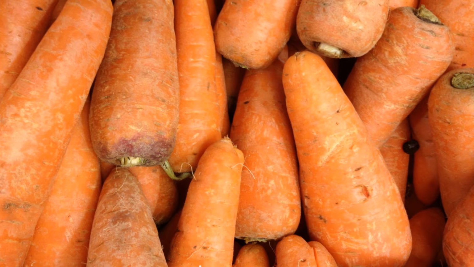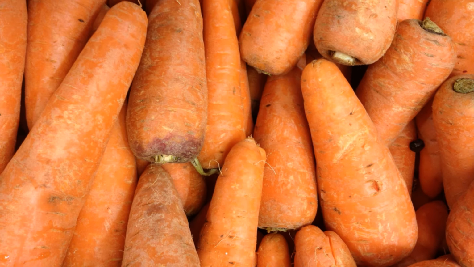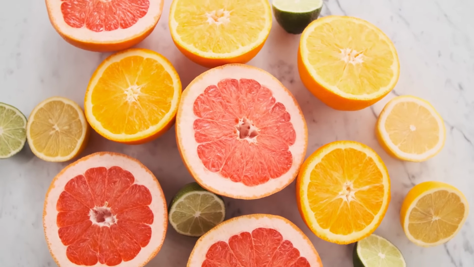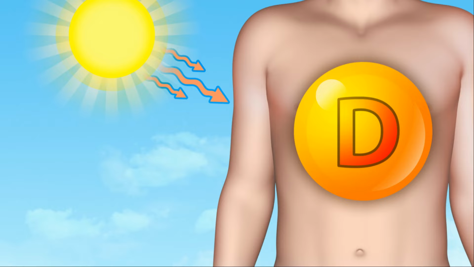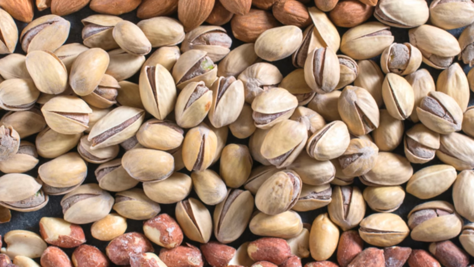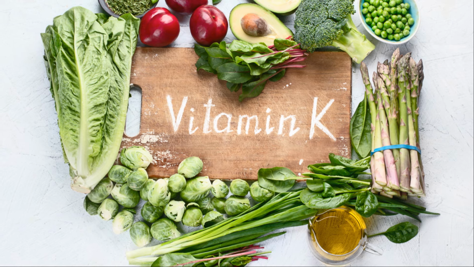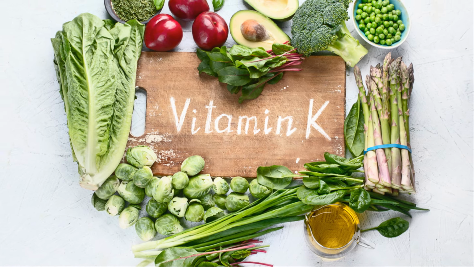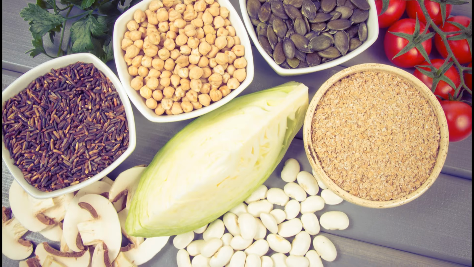For sources, you can get vitamin A from carrots and sweet potatoes, vitamin C from citrus fruits and bell peppers, vitamin D from sun exposure and fortified milk, vitamin E from nuts, seeds, and green leafy vegetables, and vitamin K from green leafy vegetables, fish, and meat.